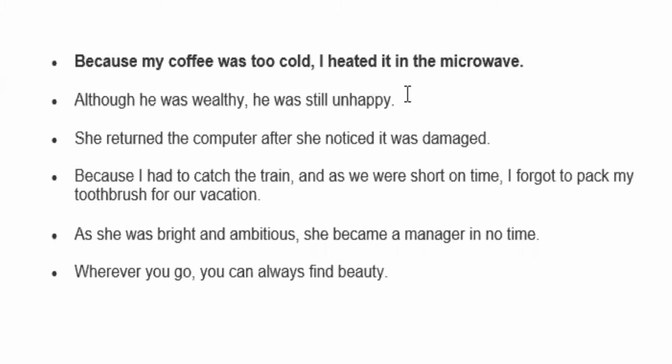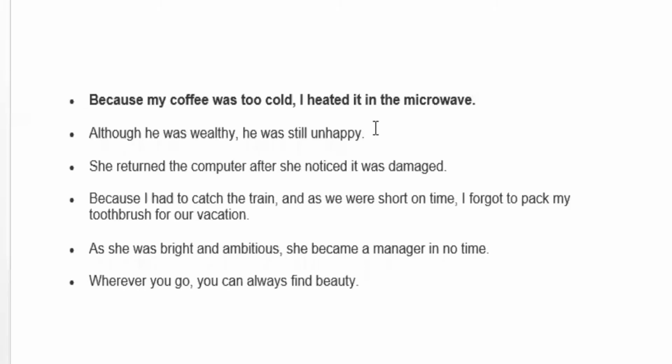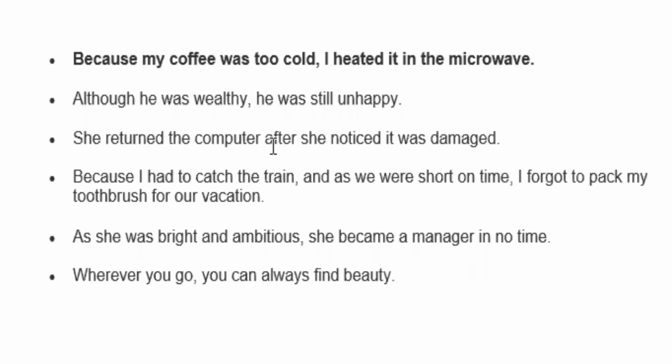All right, number 2: Although he was wealthy, he was still unhappy. Akim Khan, can you read this one for me? Although he was wealthy, he was still unhappy. Very good. So our independent clause is? He was wealthy. No. Guess again. He was still unhappy. Yes, he was still unhappy is our independent clause. Although he was wealthy is our dependent clause, and our conjunction is? Although. Very good. Thank you.